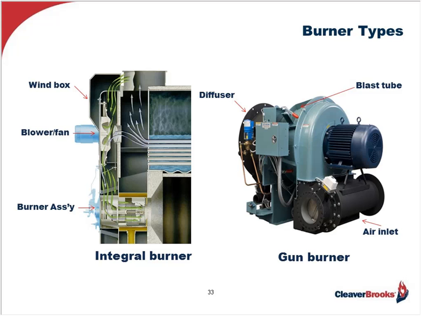The gun burner on the right uses a different concept with regard to delivering air. Rather than using a pressurized wind box and discharge fan, as is the case with the integral burner, the gun burner draws the room air in and delivers it to a blast tube before the air is straightened and then discharged across the fuel-air mixing device that we call the diffuser, or the baffle plate.